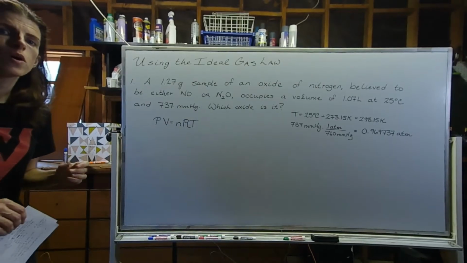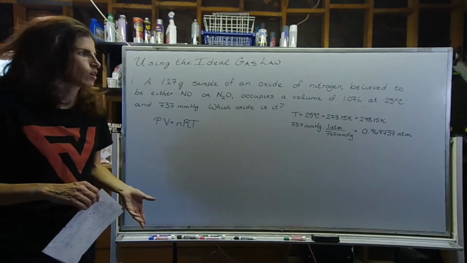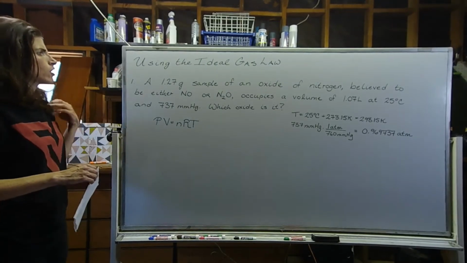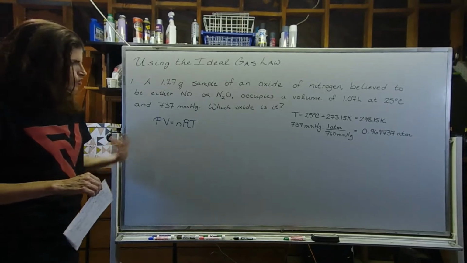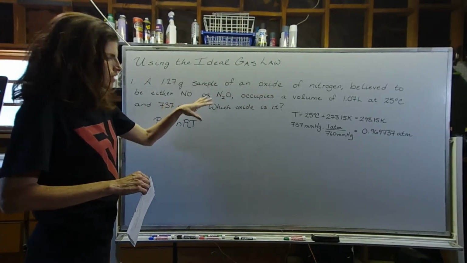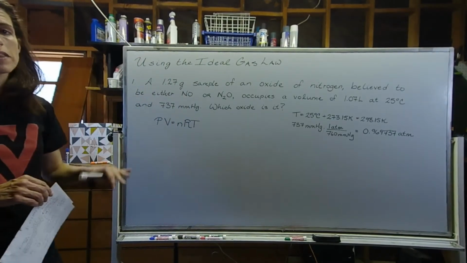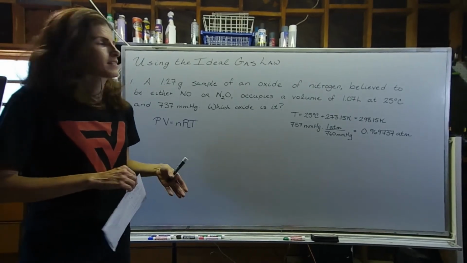Alrighty, so we're going to focus on applications of the ideal gas law here. In this first problem, they collected a bunch of data about some gas, but they're uncertain as to whether it's nitrogen oxide or dinitrogen oxide. So we're going to use that data along with the ideal gas law to figure out which oxide it is.